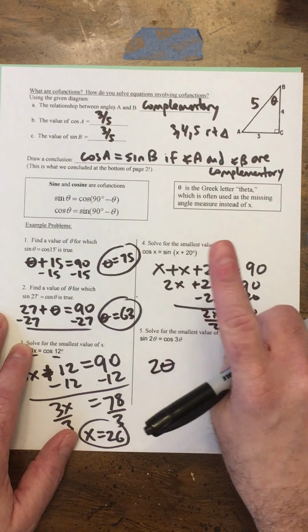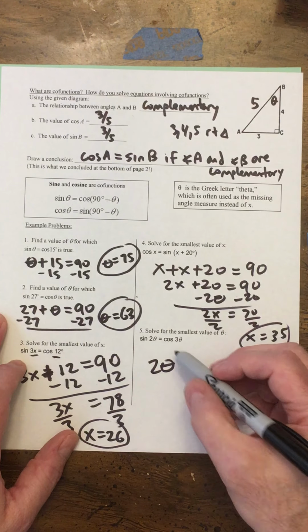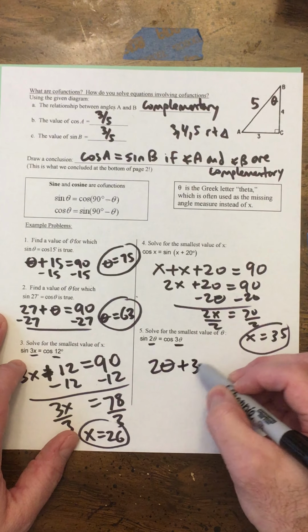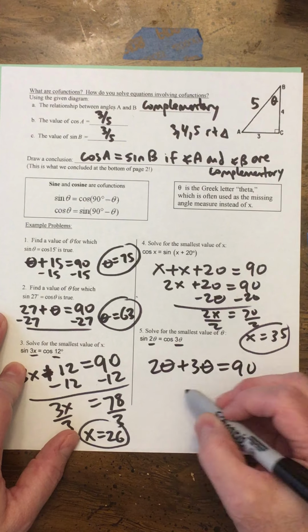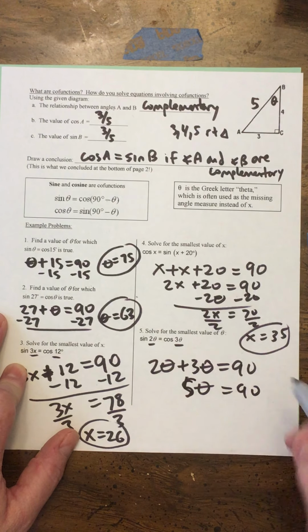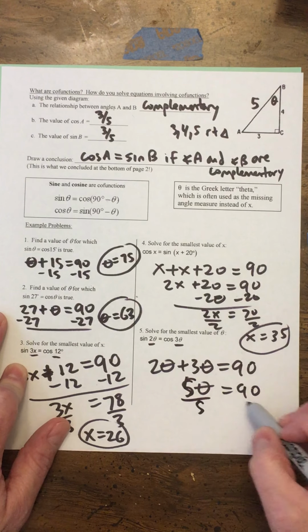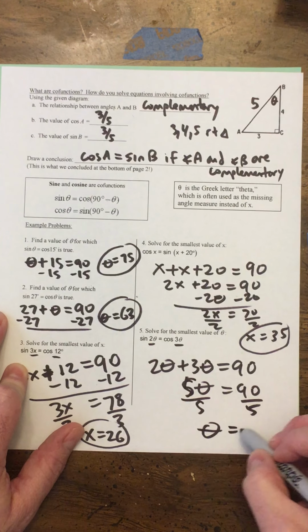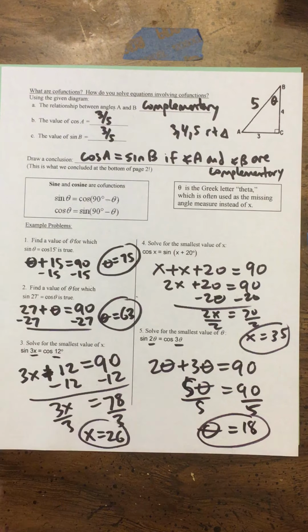Okay, finally, last one. 2 theta. Don't put 2 theta equal to 3 theta. I almost made that mistake before. They add together to equal 90. And then you can simply solve that. Remember, this is not a 0. It's a theta. It's just like an x. Divide by 5, and you get theta equals 18. And that's how you do cofunctions.